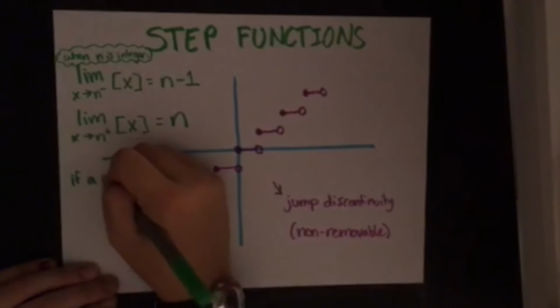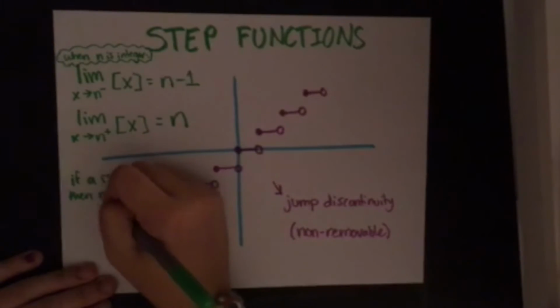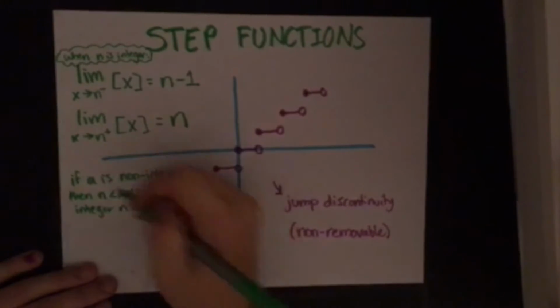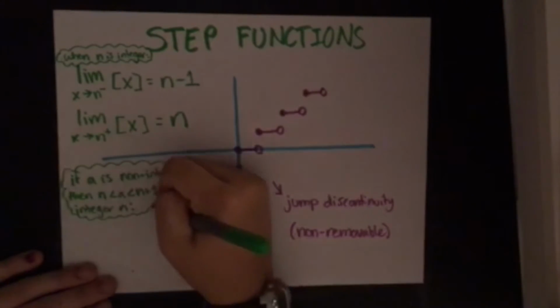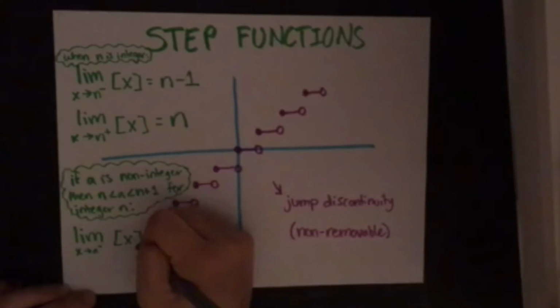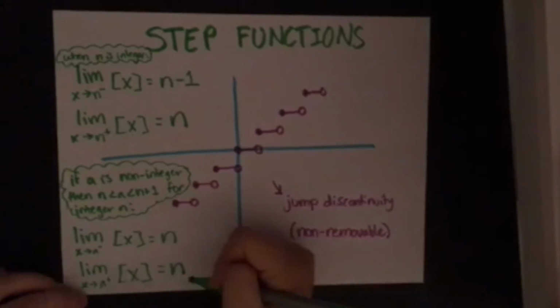What if we have a number that is a non-integer? We would call this a and say that a lies between n and n plus 1. The basic limits to remember for non-integers are that as x approaches a from the left side, the limit is always n, and as x approaches a from the right side, the limit is also n.